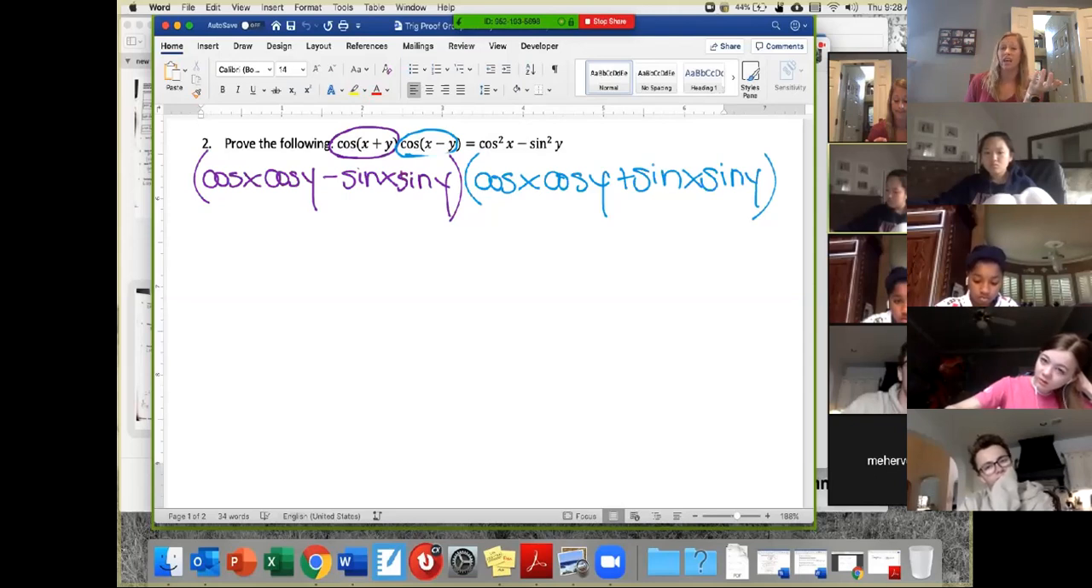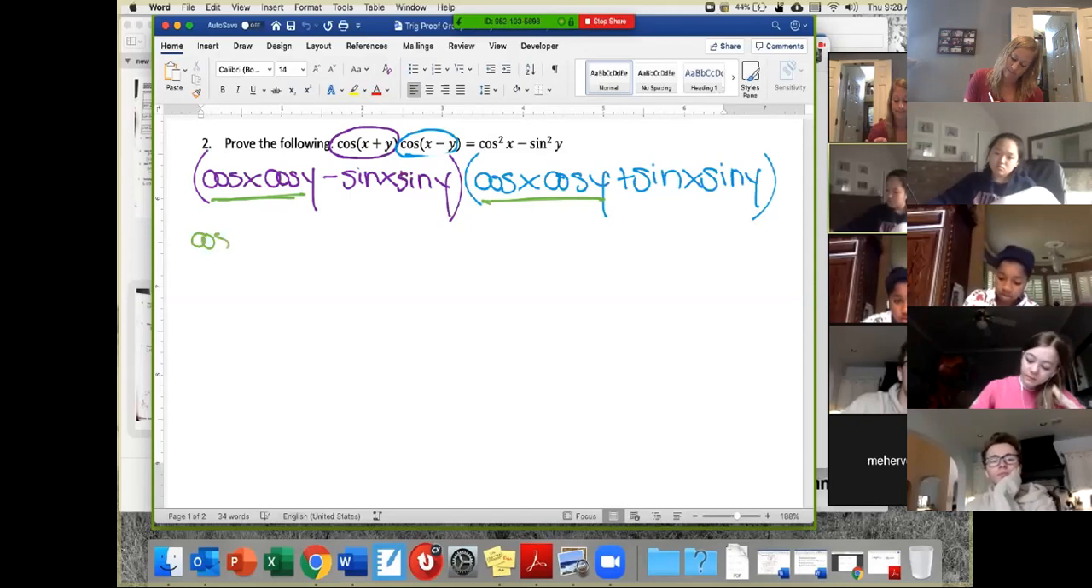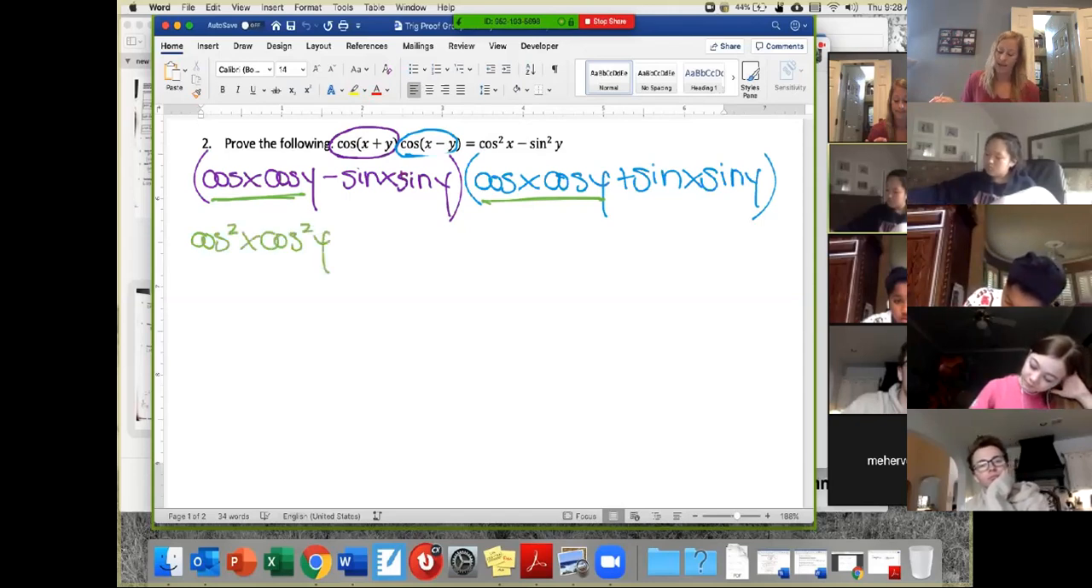Honestly, sometimes on these kind of problems, I don't know anything else to do. So let's just go ahead and treat this like a foiling question. First times the first would be multiplying all of both of those terms together. If I multiply cosine x cosine y times cosine x cosine y, what am I going to get? Cosine x squared times cosine y squared. Yes. Now that's just the first term.